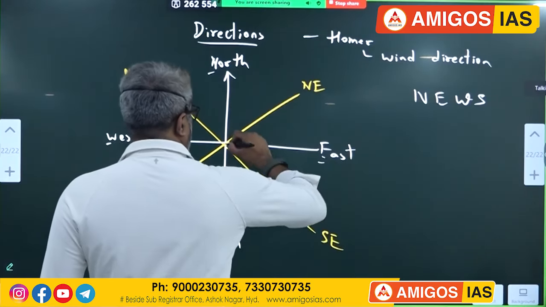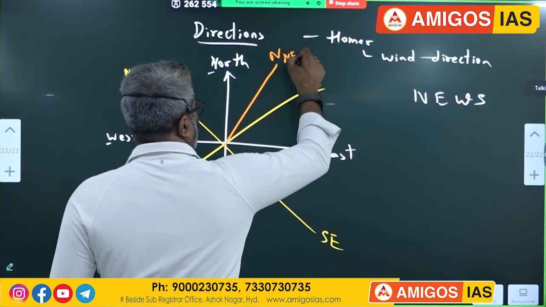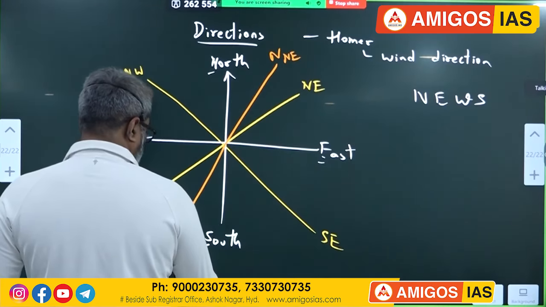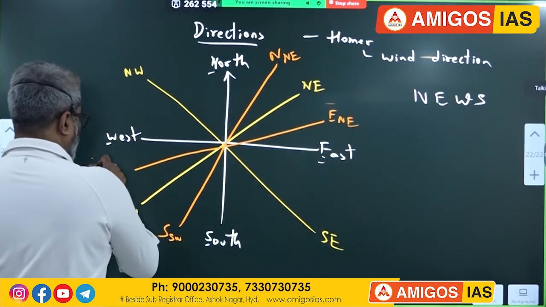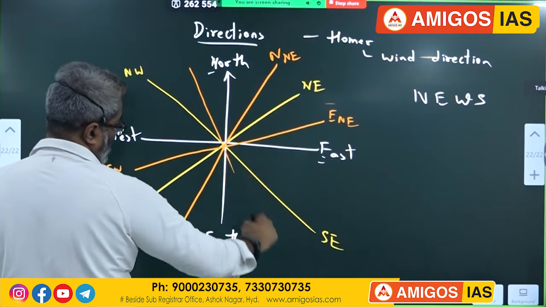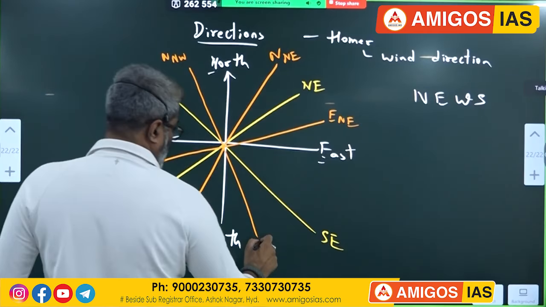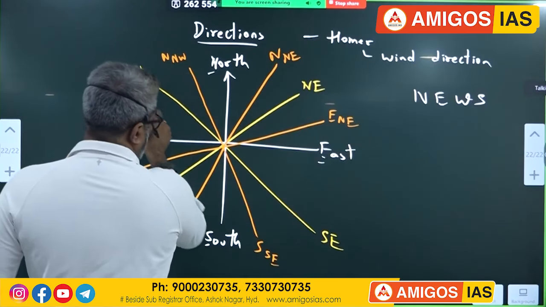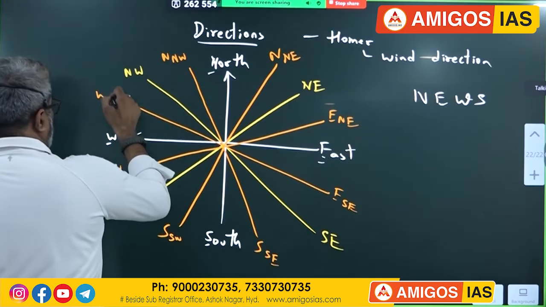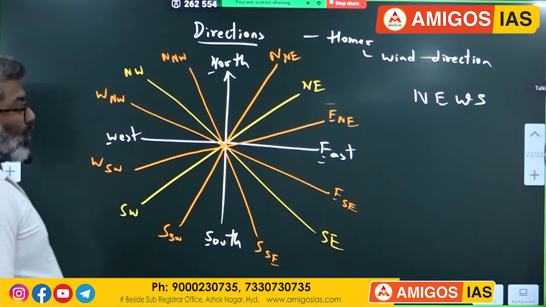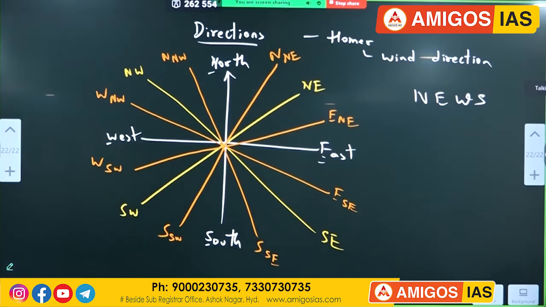Further, please write the further directions. North, northeast. South, southwest. East, northeast. West, southwest. North, northwest. South, southeast. East, southeast. West, northwest. So totally there are 16 directions. Let's say you have an agricultural plot. If you are standing in the center, you can divide the plot into 16 parts, 16 divisions.